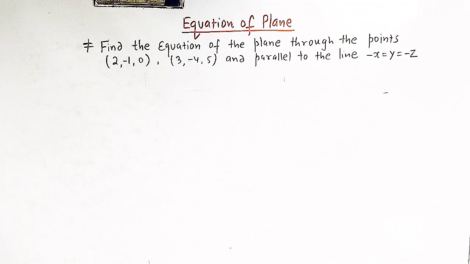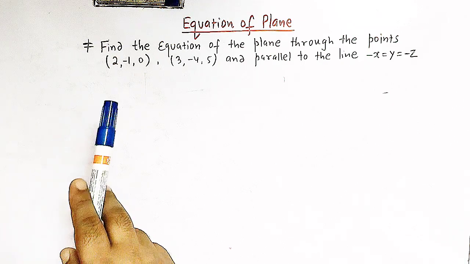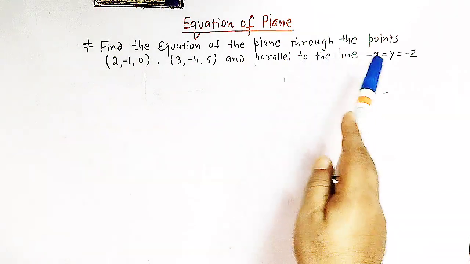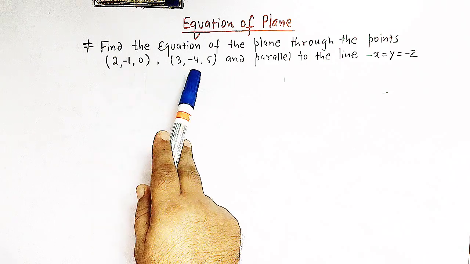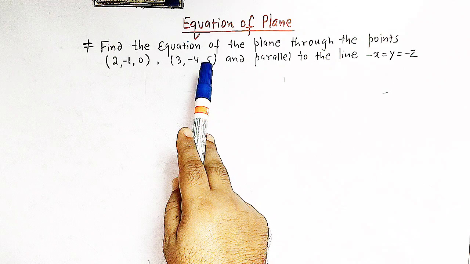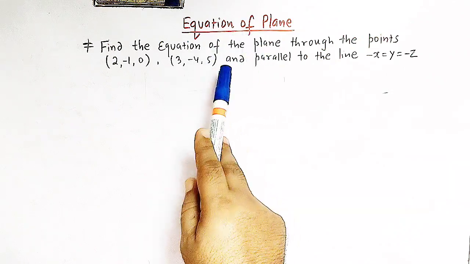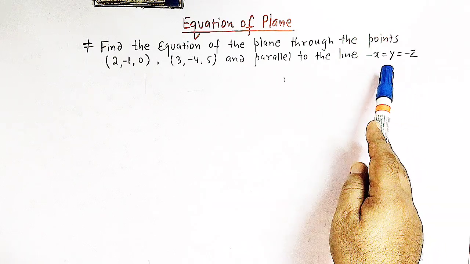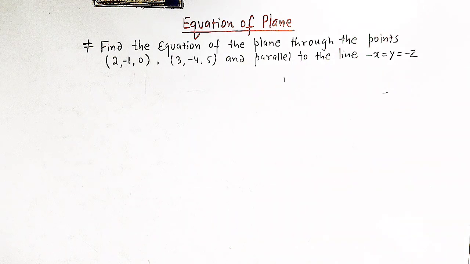Hello viewers, in today's session we are going to discuss another important and conceptual problem from finding out the equation of a plane under given conditions. So here we are going to solve this problem in which we have to find the equation of a plane which passes through two given points. The coordinates of the points are 2 comma minus 1 comma 0 and 3 comma minus 4 comma 5, and the plane is parallel to this line, and the equation of the line is minus x is equal to y is equal to minus z, right?